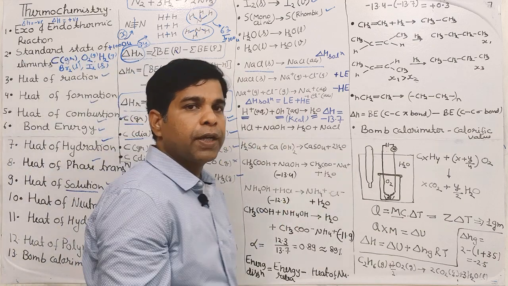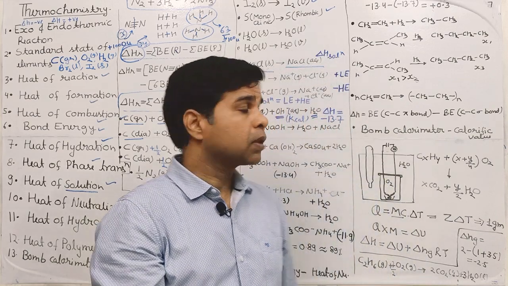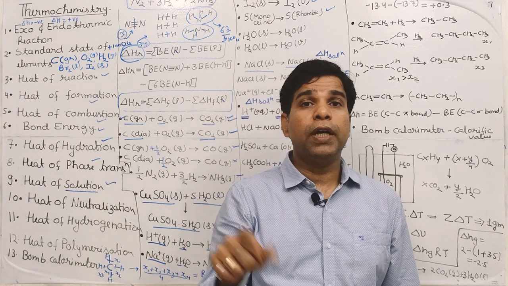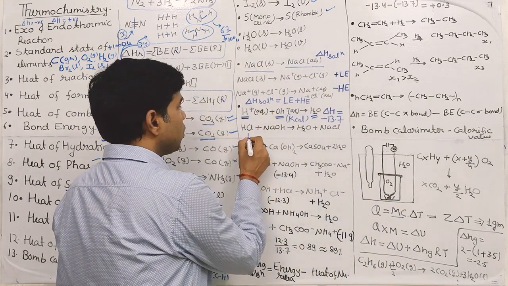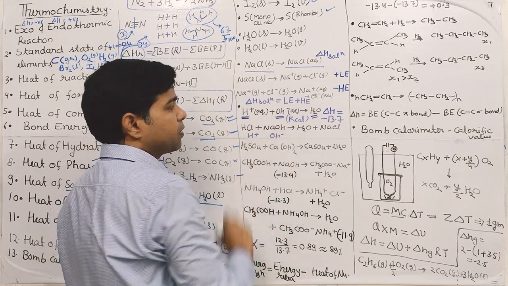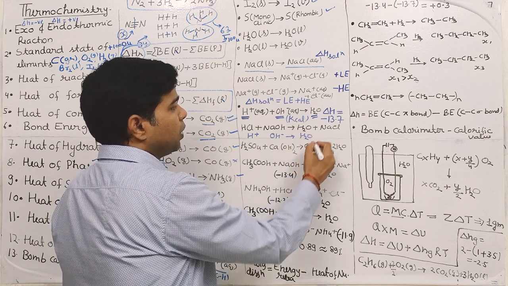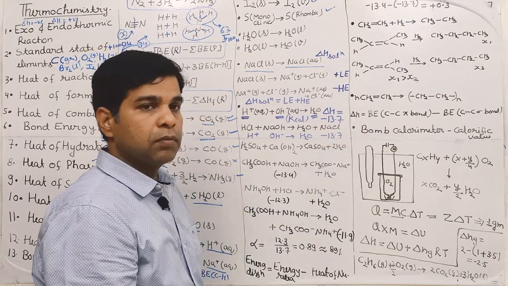Now check this reaction. HCl is a strong acid. 1 mole of HCl provides 1 mole of H+. NaOH is also a strong base. 1 mole of NaOH provides 1 mole of OH-. So 1 mole of H+ and 1 mole of OH- react together to give 1 mole of H2O. The energy released is again 13.7.